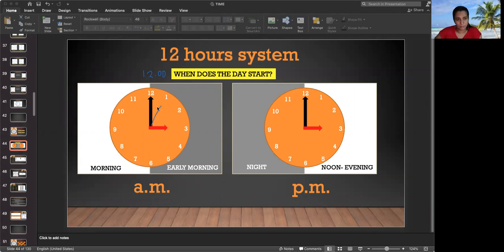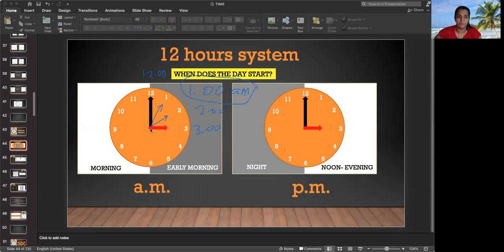At 1 o'clock in the morning, you would say that as 1 a.m., which means this is the first hour of the day. At 2 o'clock in the morning, it is 2 a.m., which means this is the second hour of the day. At 3 o'clock in the morning, this would be 3 a.m., the third hour of the day.